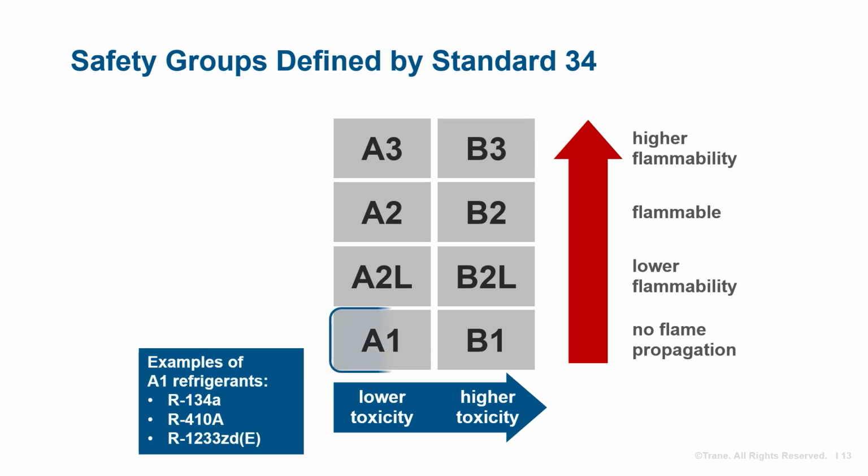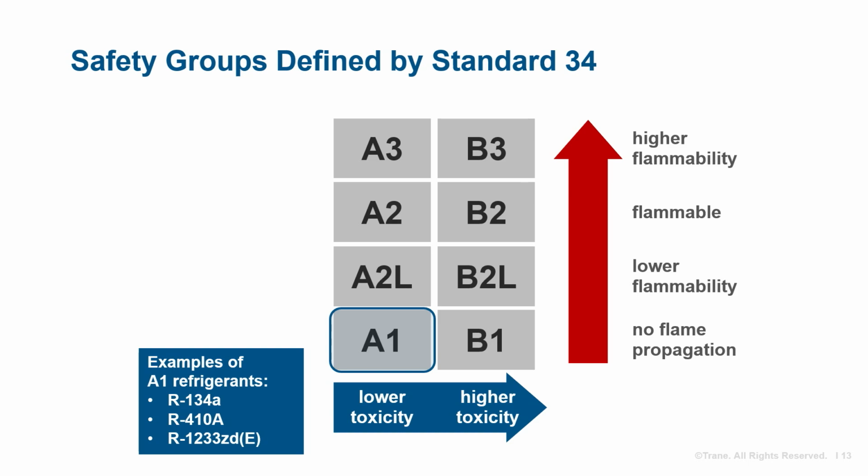Just a quick introduction of the safety classification system defined by Standard 34. Later we'll discuss how Standard 34 is used by Standard 15. Historically, refrigerants used in the HVAC systems are mostly classified in Group A1, for example R134A and R410A, and the ultra-low GWP refrigerant R1233ZD. That is, they had lower toxicity profile and do not propagate a flame in the presence of a strong ignition source.